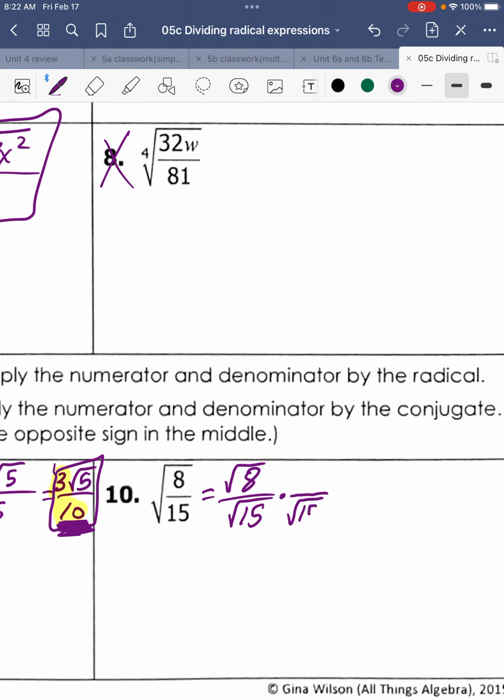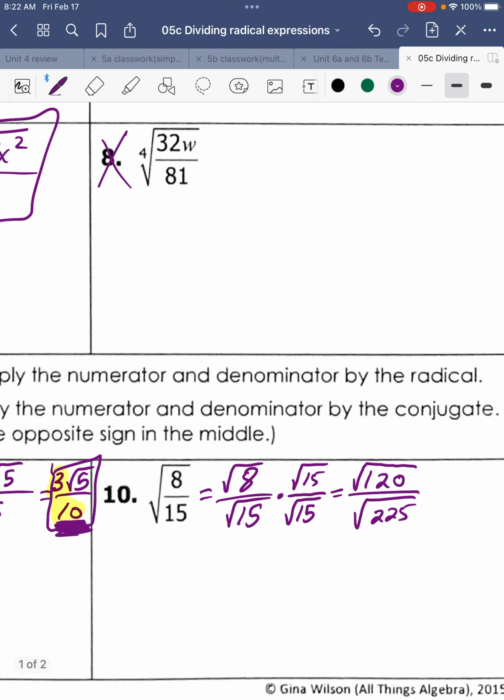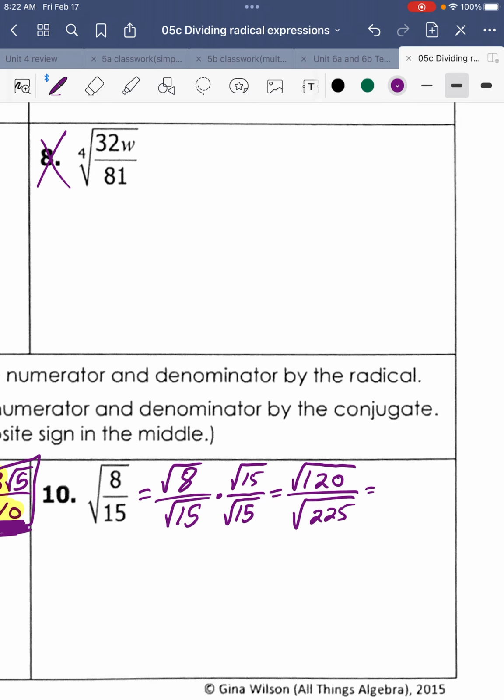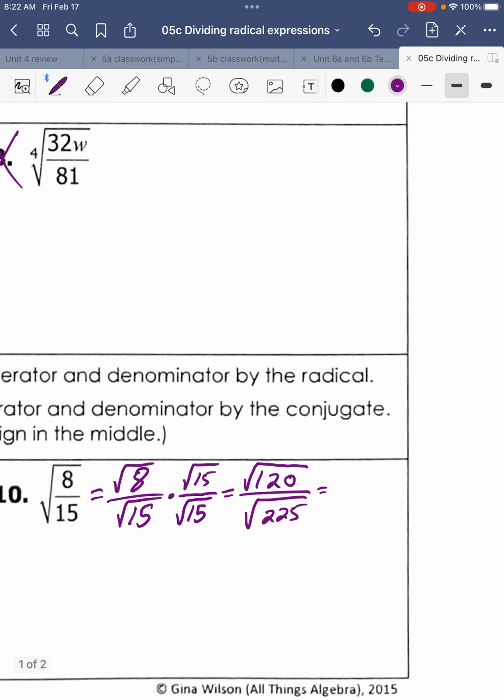So we have to get rid of that square root of 15. It is a square root, so we need groups. We need 2 of them. We already have 1, so we're going to multiply by another one. And remember, this is the square root of 15 divided by the square root of 15, the same thing divided by itself, which is 1. So now we multiply. We have 8 times 15 underneath the radical, which is 120. And 15 times 15, I'm doing this without a calculator, I believe is 225.